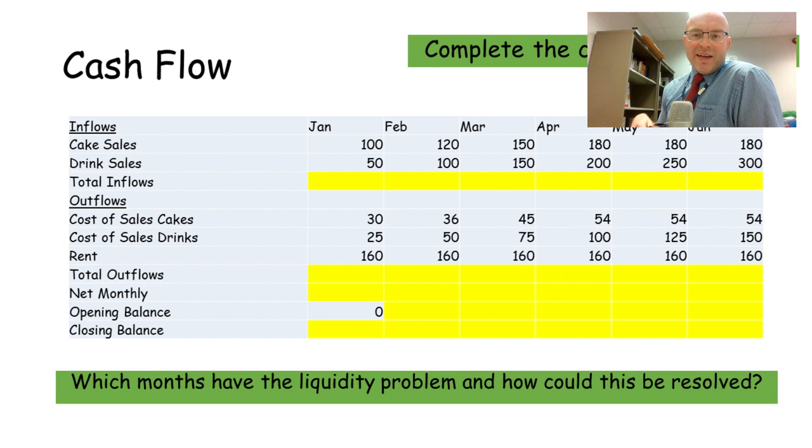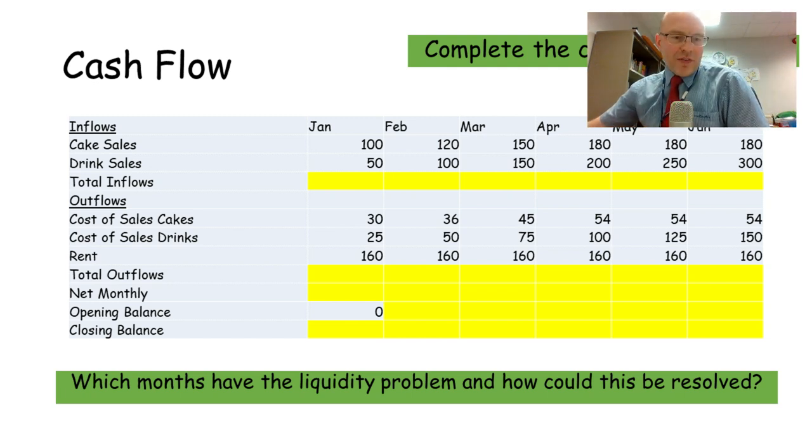Remember, ideally, the way you're going to solve a cash flow problem is either increase your revenues or decrease your costs. However, if you want to take a short-term measure by sorting out the overdraft, that might be something you could do to solve the problem. Hopefully you got that right, and hopefully you understand what we just covered there.